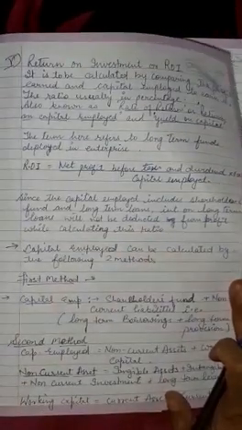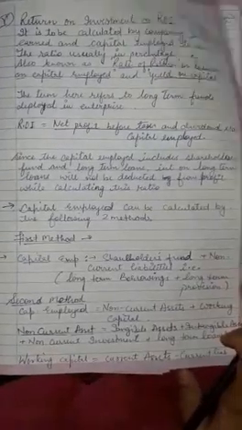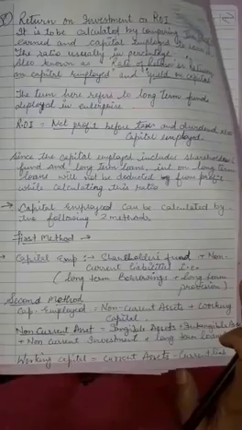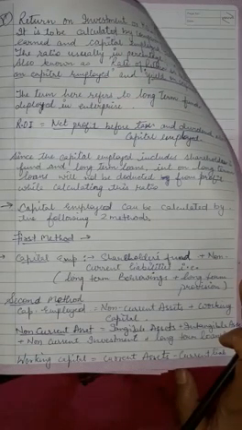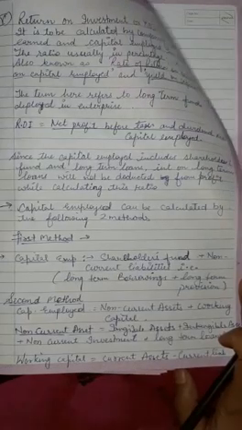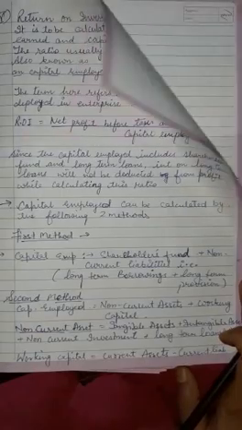Now capital employed can be calculated by the following two methods. First method, the capital employed is shareholder fund plus non-current liabilities, that is long term borrowings and long term provisions. Means to the shareholder fund you have to add non-current liabilities, like your long term borrowings and long term provisions. Second method is capital employed is equal to non-current assets plus working capital.